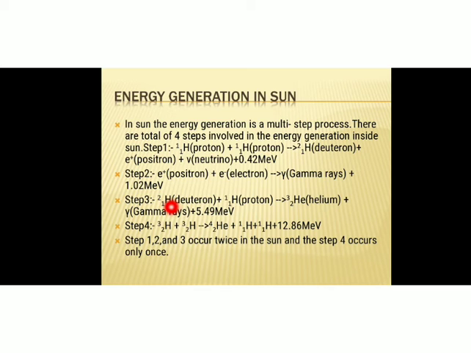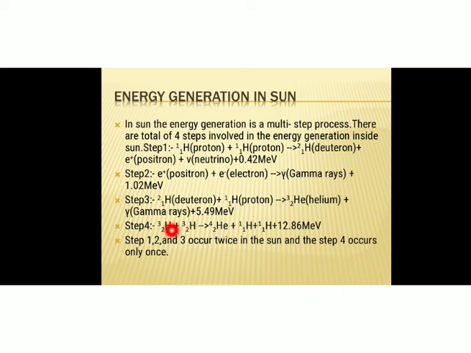And what is step 3? In step 3, deuteron, which is produced in the first stage, plus proton. That means deuteron and proton combine to form helium 2,3. Helium plus gamma rays plus 5.49 mega electron volt. That is the third step, and which is the fourth step.